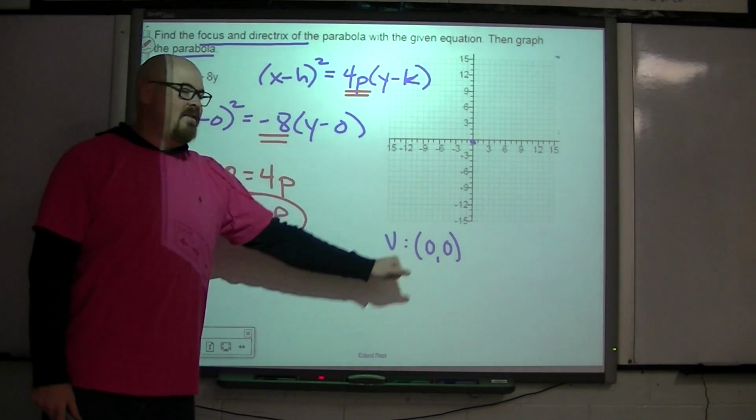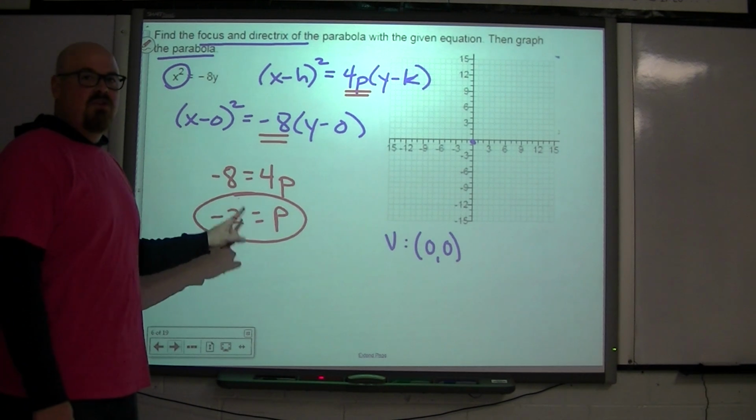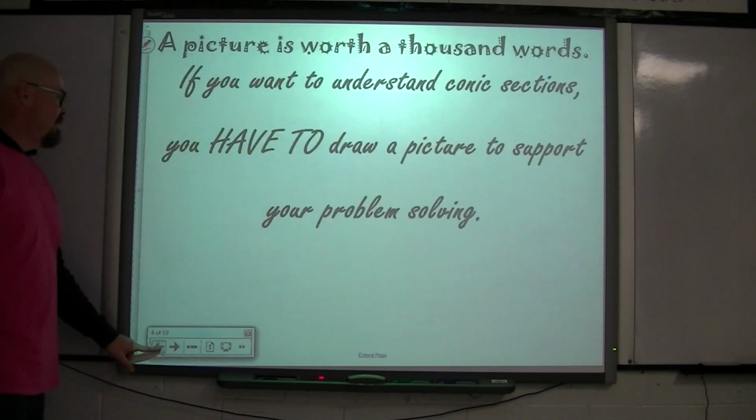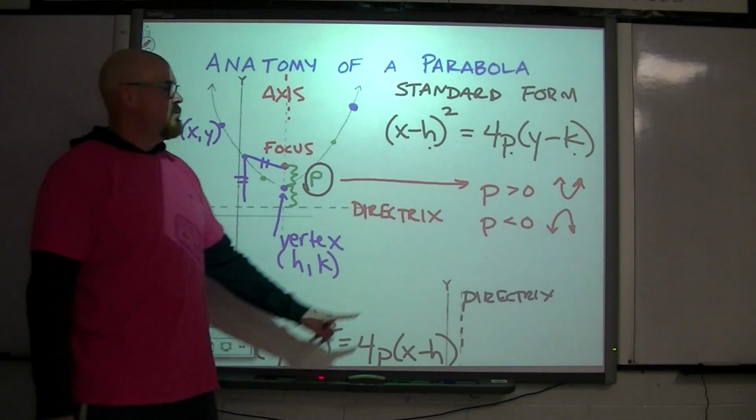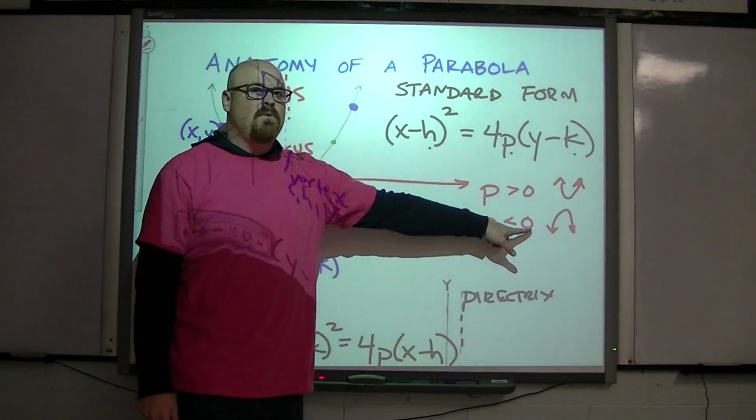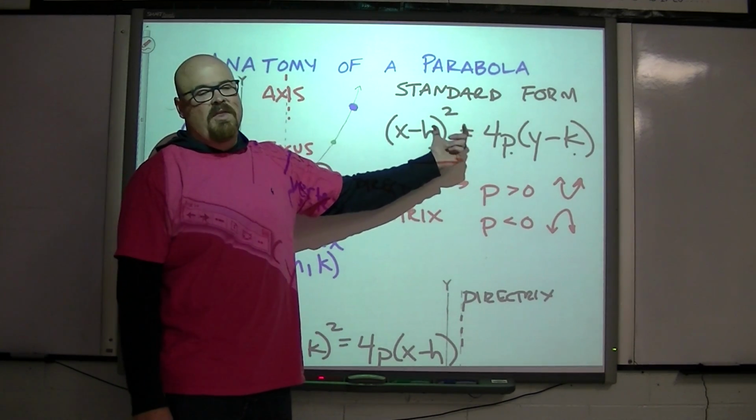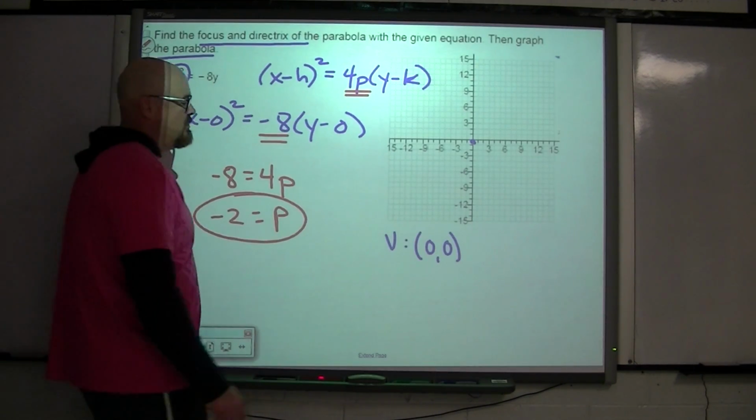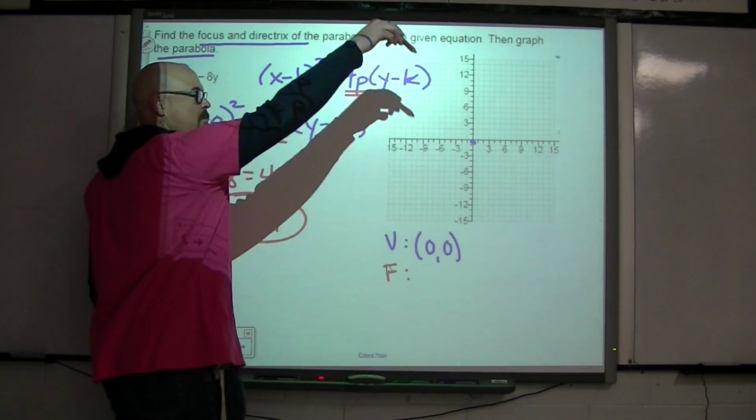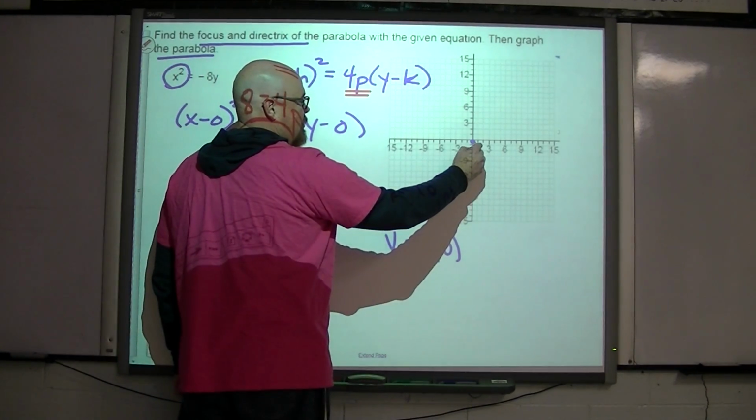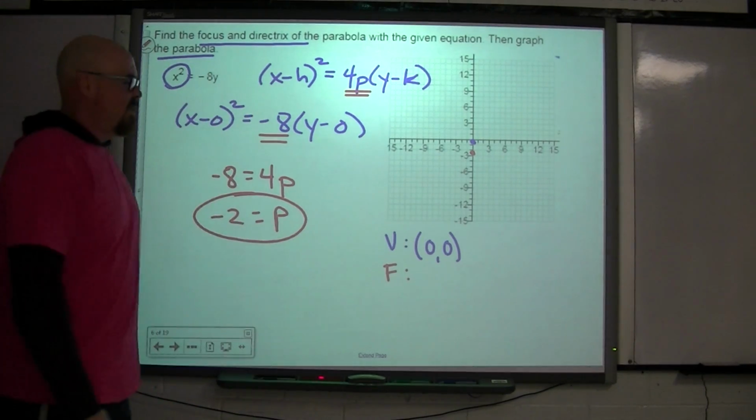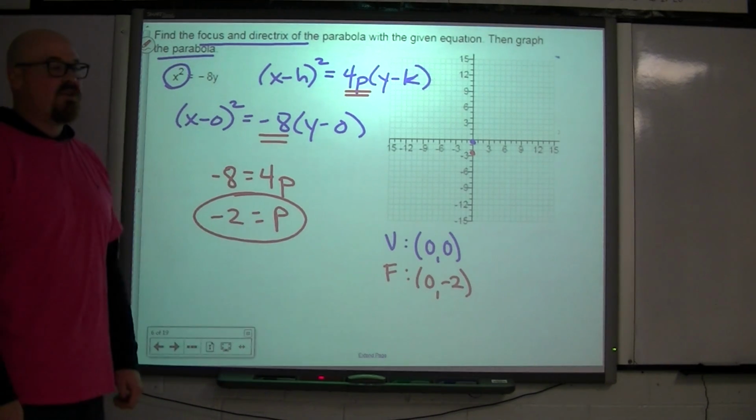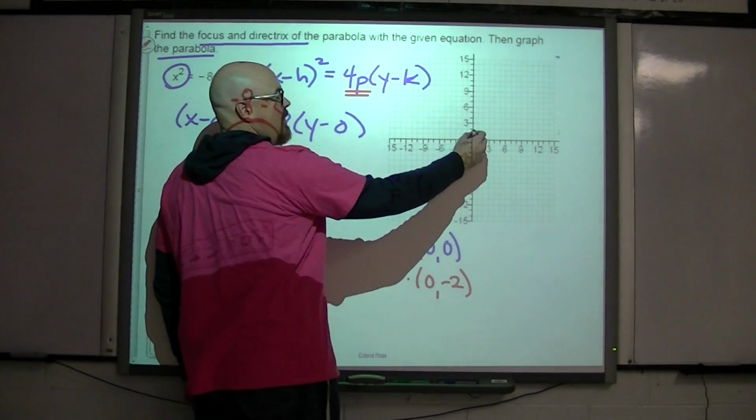So what do we know now? We know that the vertex is at 0, 0. We know that the focus is 2 units away, but in what direction? It has to be down. Remember, go back to your notes. Okay, folks. Go back to your notes. If p is less than 0, in a parabola that looks like this with x squared, the parabola opens down. It's kind of like the leading coefficient test we did before. So we know that the focus has to be below the vertex 2 units and in line with it as well. So the focus is at 0, -2, which means the directrix is 2 units above.